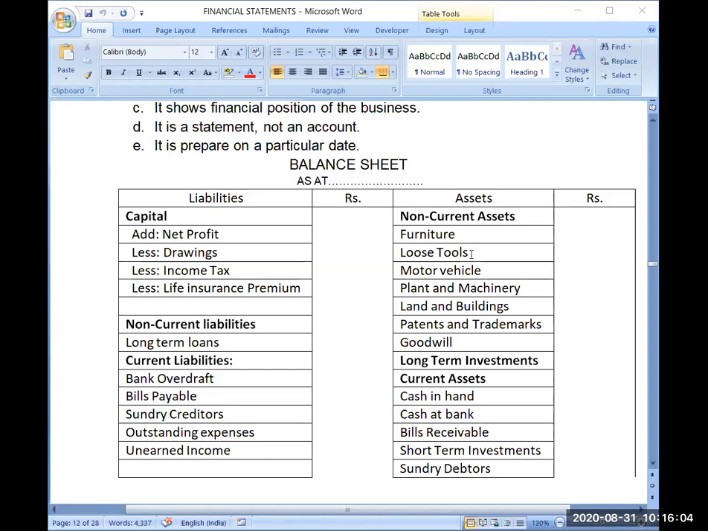Trademark is also a special right. Some sort of logo you have created and that mark is known as your trademark because you are identified by that mark. Like you can see on many vehicles, they put their trademark. Then goodwill. Goodwill is also your non-current asset. Now patents, trademarks, goodwill, these all are your intangible assets. And furniture, motor vehicle, plant and machinery, land and building, these all are your tangible assets.